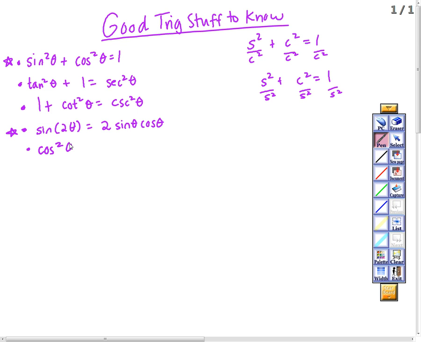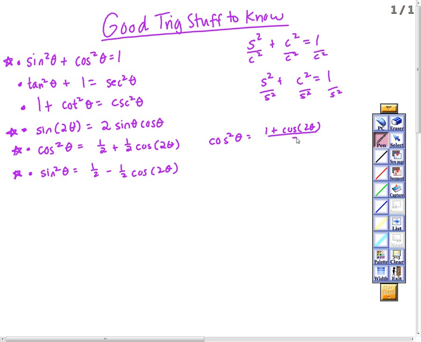Cosine squared theta is 1/2 plus 1/2 cosine 2 theta. Sine squared theta is 1/2 minus 1/2 cosine 2 theta. You need to commit these two to memory. Notice they're the same. The cosine is positive, though, the middle term. Your book actually writes this one as cosine squared theta equals 1 plus cosine 2 theta over 2. Do you see that I can break that up into separate fractions if I want to? Does that make sense?